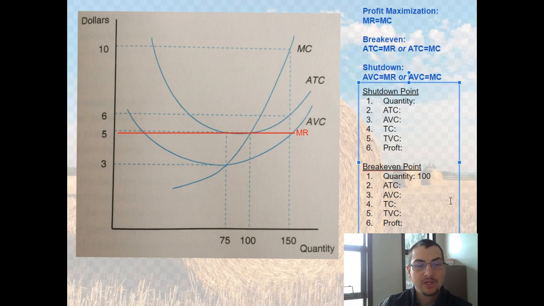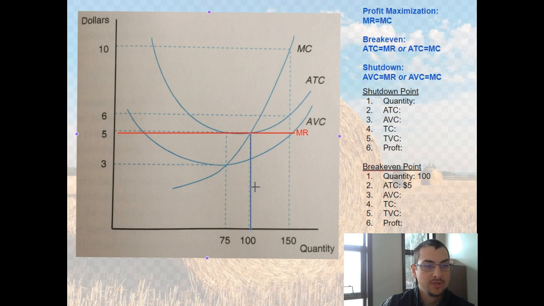So then we ask, well, what is our average total cost at this point? Our average total cost would be equal to $5. What is our average variable cost? Well, if we draw this line straight down, we're producing at a quantity of 100.